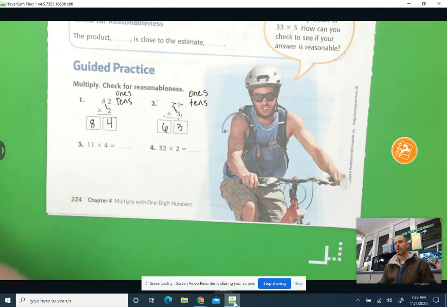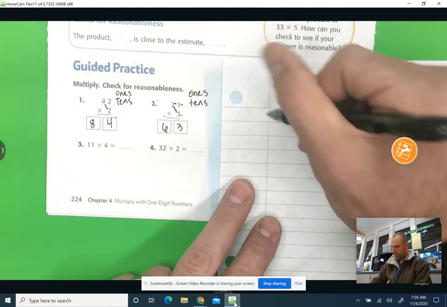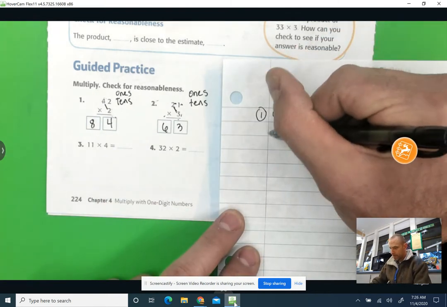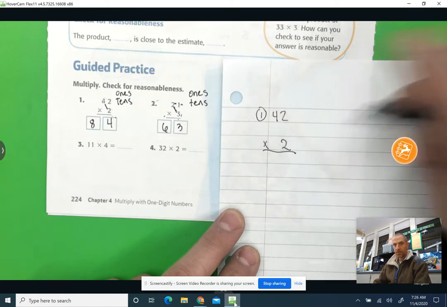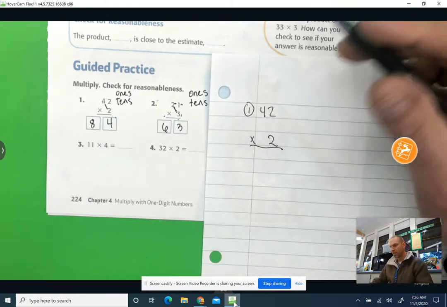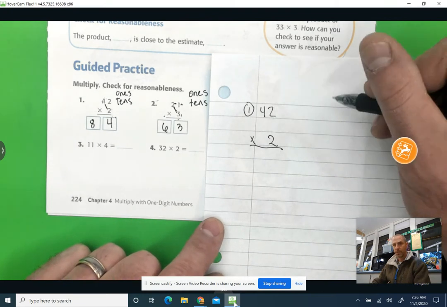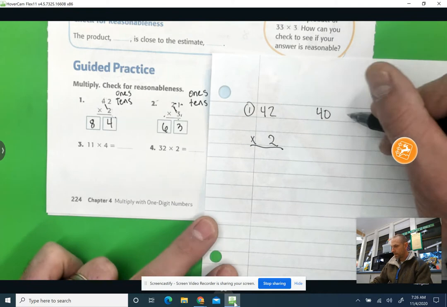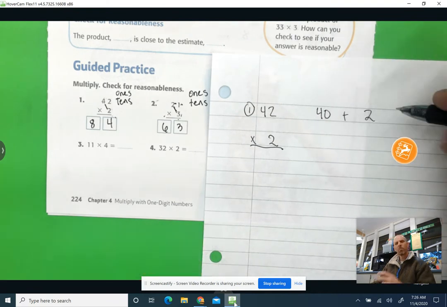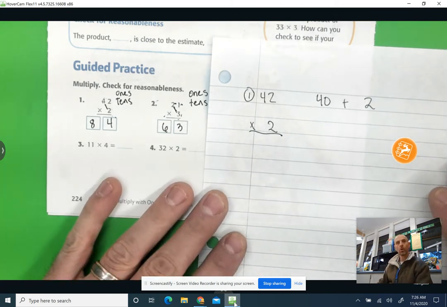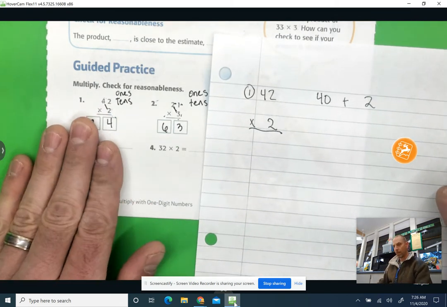So for number 1, let's make an area model. We have 42 times 2. Now, what did we do in the last couple of lessons? We took that two-digit number and we put it into expanded form, 40 plus 2. We broke it apart. We put it in expanded form. We decomposed it. Okay, all the same language.